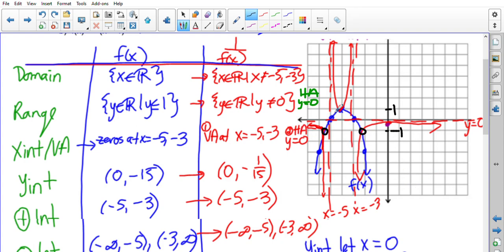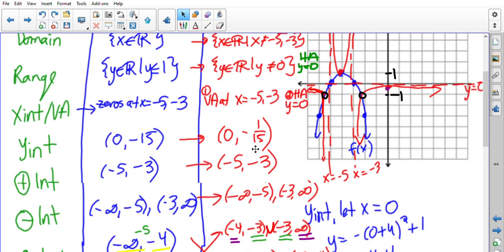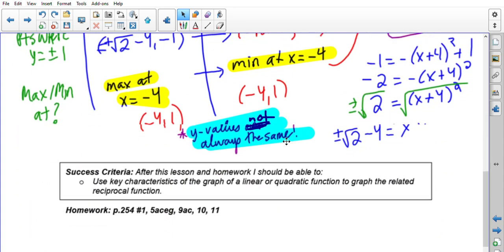So notice, because this one had a local max, the original, see how its reciprocal now has a local min. Okay? And like I said, it just so happens that these two y values were the same. So again, we've got this shape here, and we've got our two L brackets on the side in red. Don't forget to draw in your two vertical asymptotes at -5, -3, and your horizontal asymptote at y equals 0. And that is how you draw the graph of a reciprocal function of a quadratic using just what you know about the parabola.